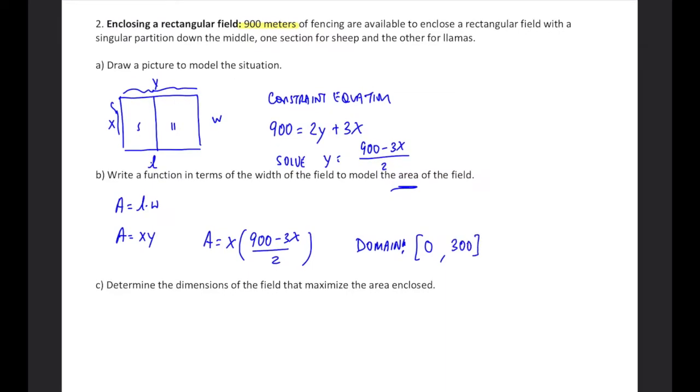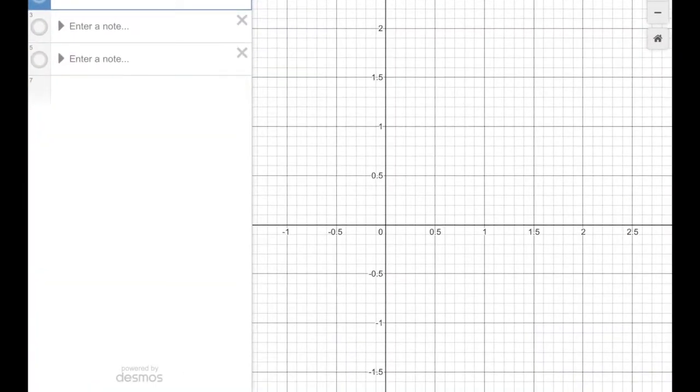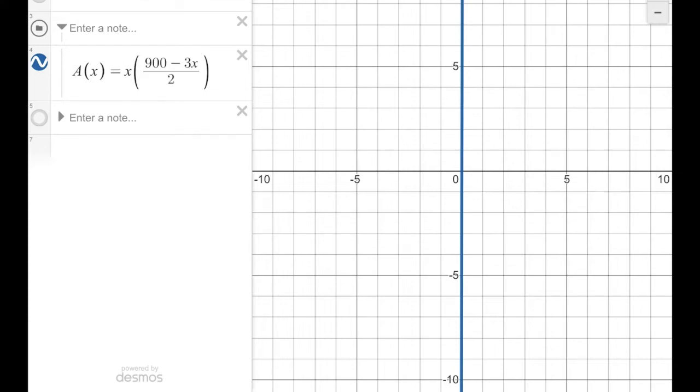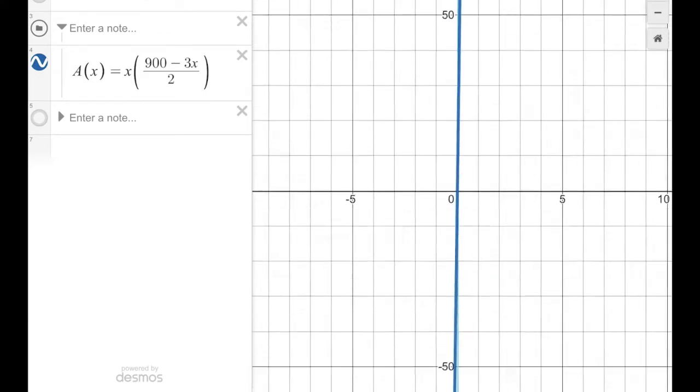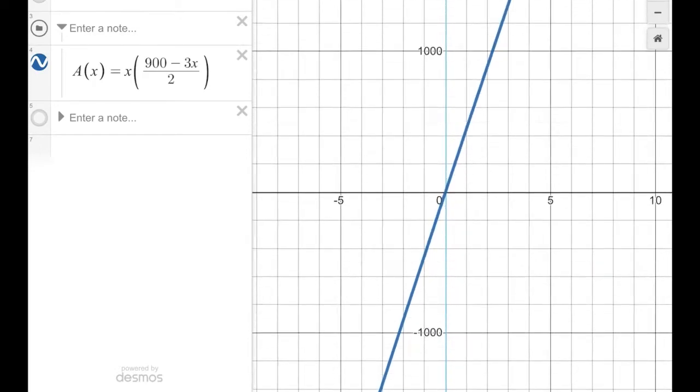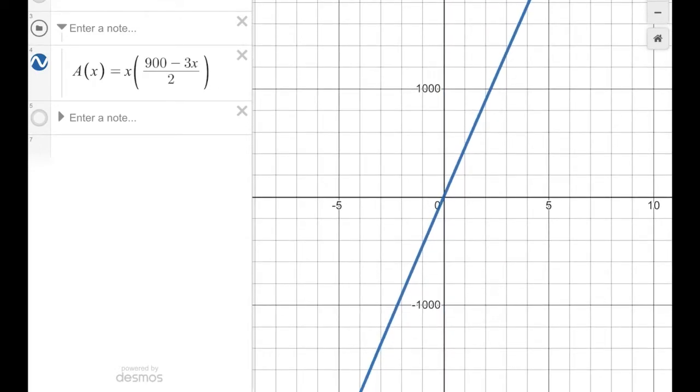So I'm going to use that. Now that I've got my area function in terms of just one variable, we've got a suitable domain. Let's go take a look at the graph. And we're trying to find the maximum value. So we just graphed that on our home screen on Desmos here, negative 10 to 10. We see this blue line. There's our function. Well, if I zoom out, we know that this is going to be a parabola, that upside down U-shaped curve, but we set our domain as 0 to 300.